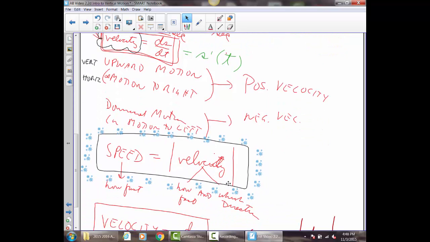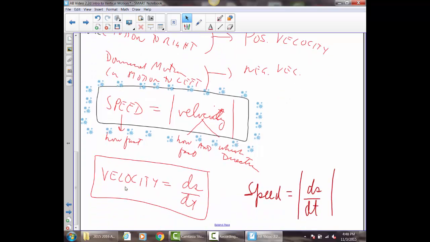Speed is related to velocity. Some people think they're interchangeable terms. They are not. Velocity can be positive or negative. So velocity tells you not only how fast you're going, but in which direction. Up or right if velocity is positive, down or left if velocity is negative. Speed, on the other hand, simply tells you how fast you're traveling. So speed is the absolute value of the velocity. That's a very important thing to know. Speed is always positive. Velocity can be positive or negative.